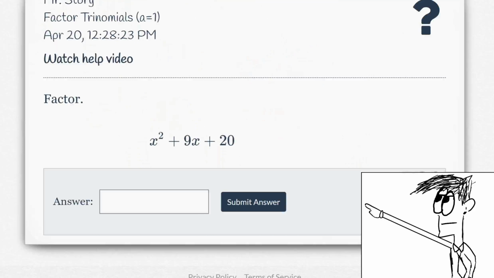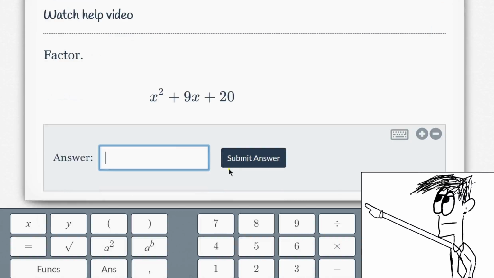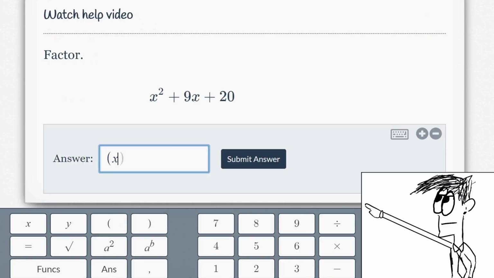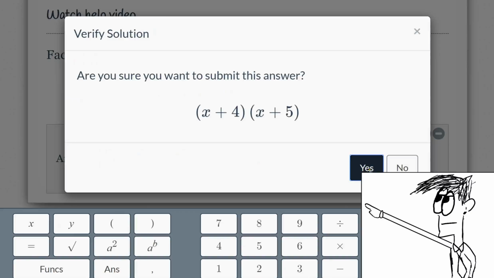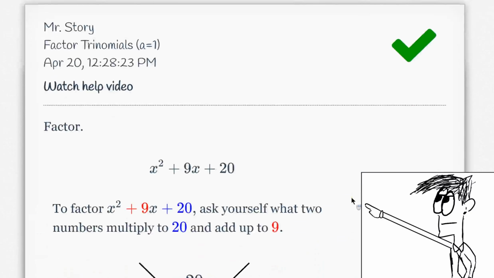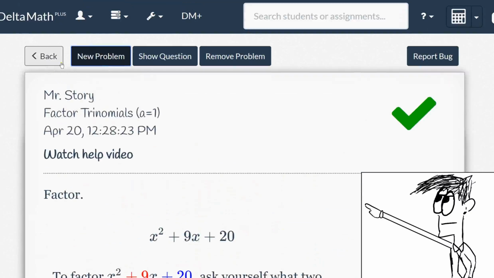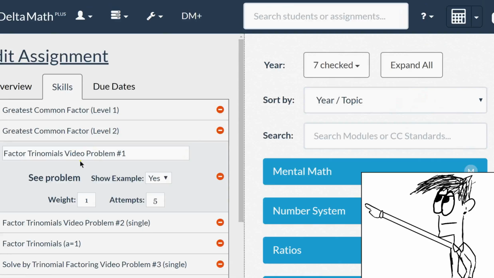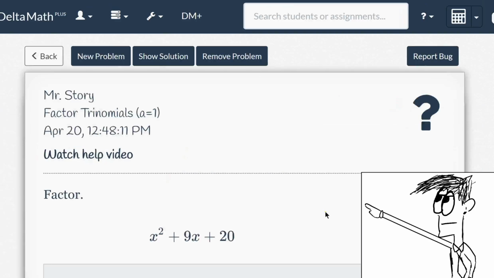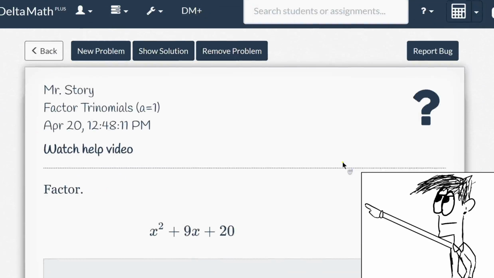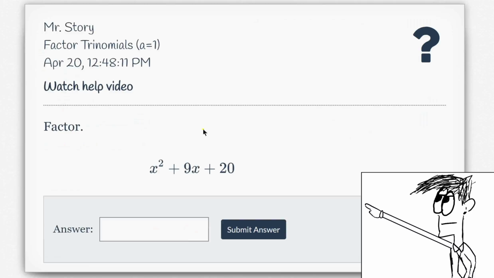Okay. I have the problem pulled up here, and what I want you to direct your attention towards is the fact that you don't need to know all the keyboard shortcuts. You can just click on this keyword right here, and you can type in exactly the expression that you want. We had x plus 4 times x plus 5. We hit submit answer, yes, and we got it correct. Okay, also on Delta Math, if you're unfamiliar with it, you can also show solutions, and there's also helpful videos that you can watch by clicking this thing here.